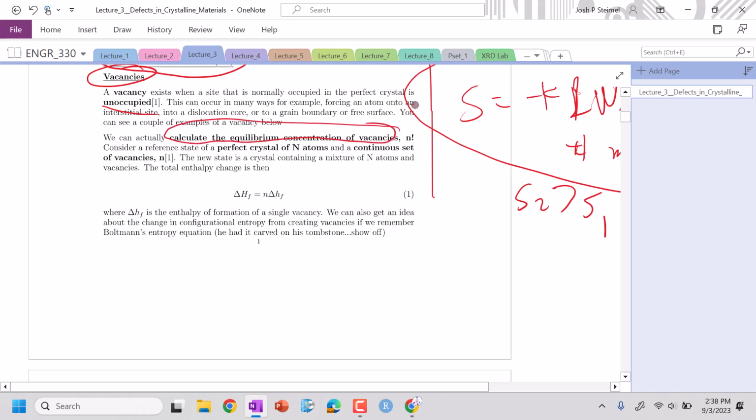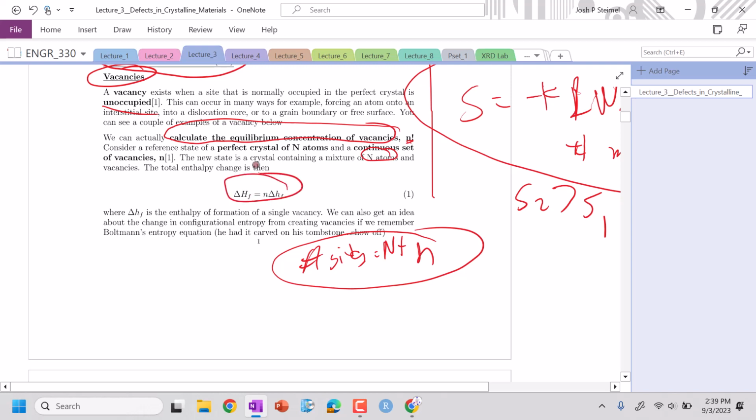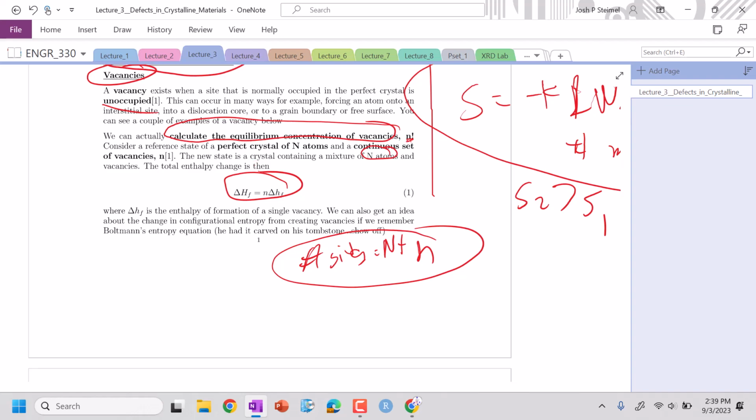So we can go ahead and assume I have some concentration of vacancies, little n. And I have big N number of atoms. So my total number of sites is going to be equal to big N plus little n. So this is conserved here. So the number of sites will always be conserved. So there's some combination of these. And to create a vacancy, I have to do work. So I'm going to have to put work into my system, so I'm going to have to add that work to form that vacancy.